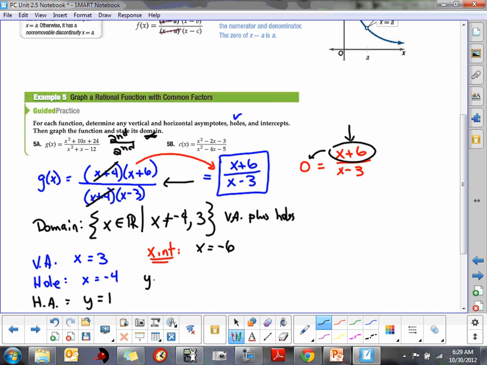For the y-intercept, what we do is put in zeros for x. If we put in 0 for x here and 0 for x there, we have 6 divided by -3, so our y-intercept is at -2. So we got most of the critical features of our graph, and now we can go ahead and do a little sketching of this graph.